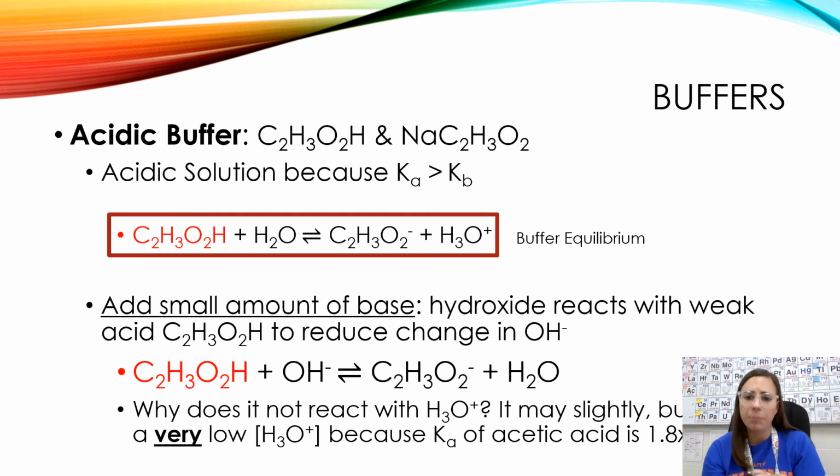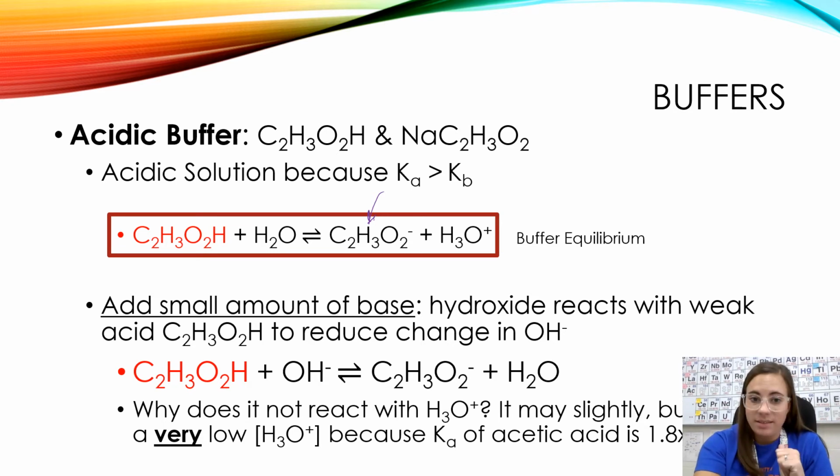So if I have an acidic buffer, that means I have a weak acid with its conjugate base. So this is our equilibrium expression. We have acetic acid plus water making acetate and hydronium, but this is going to be very, very reactant favored, which is why I explained you'd have to add in significant amounts of the acetate. So for a buffer, we've got a significant amount of both.